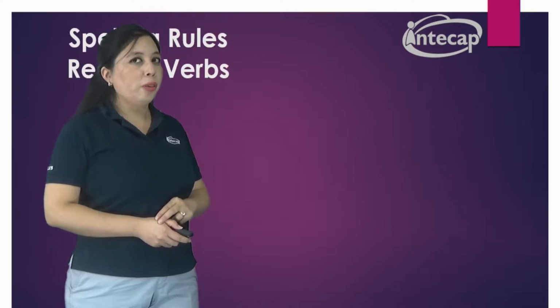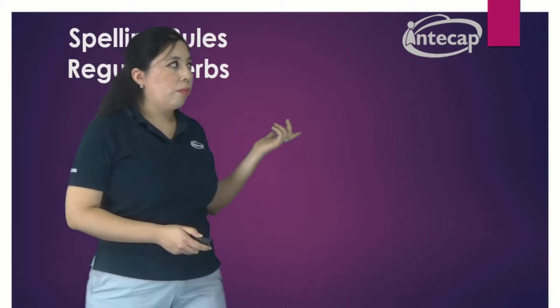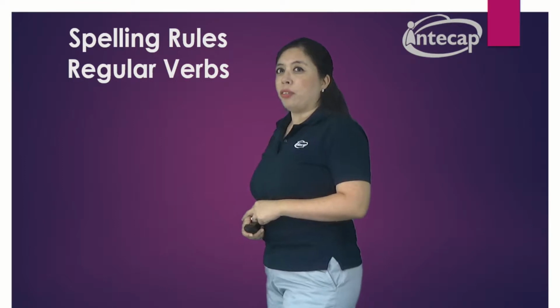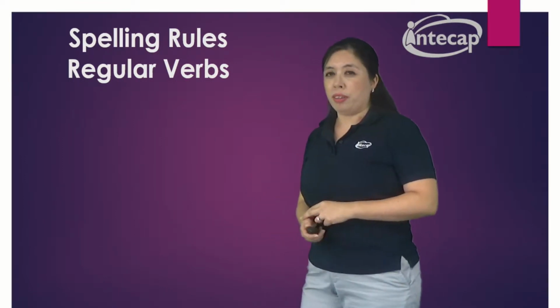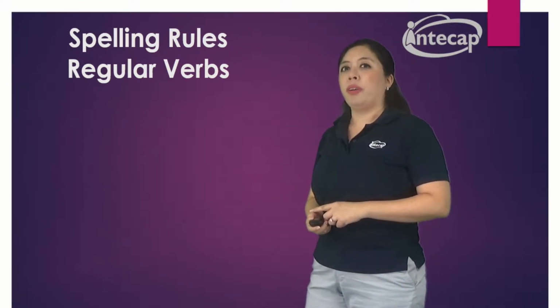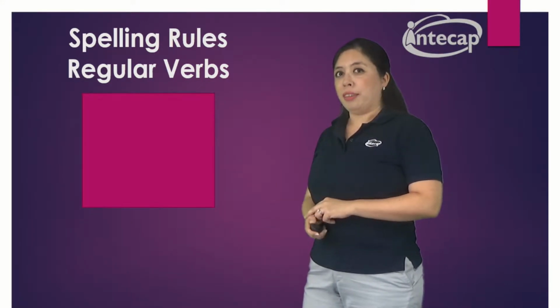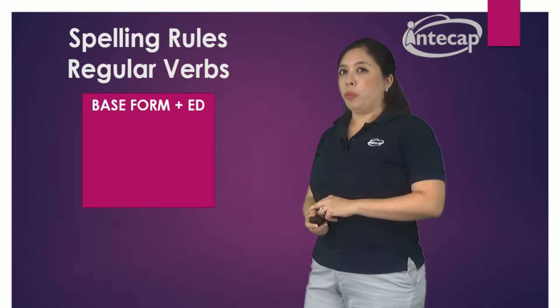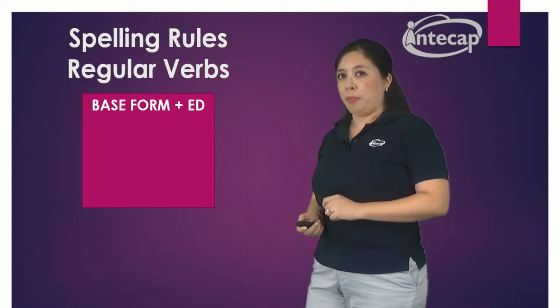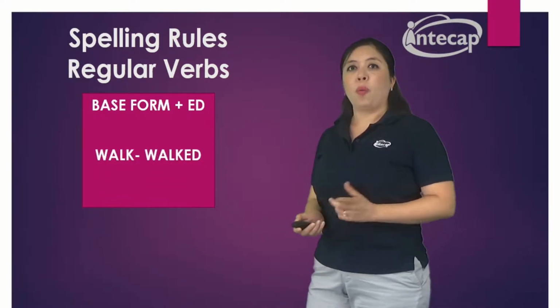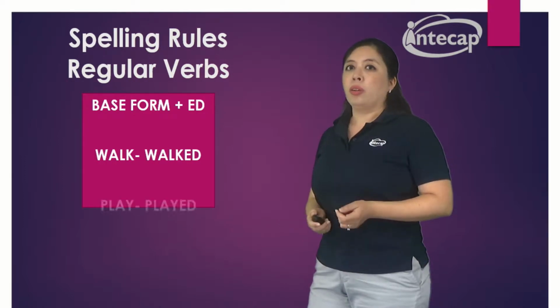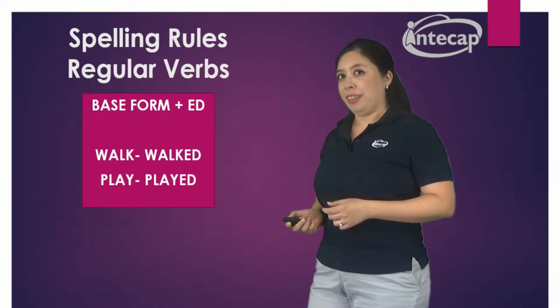When we use simple past, we use two kinds of verbs. The first one are regular verbs, and the second are irregular verbs. But with regular verbs, we have some spelling rules. The first one says, all the verbs with base form, we have to add ed. For example, walk, walked, play, played.